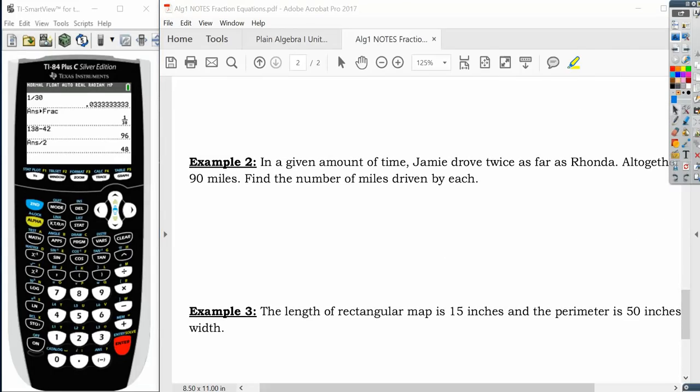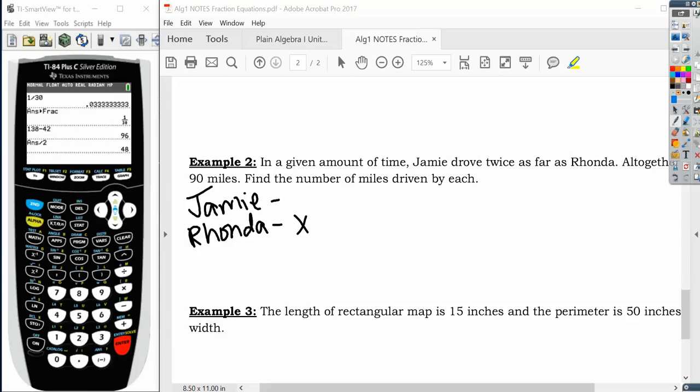In a given amount of time, Jamie drove twice as far as Rhonda. Altogether, they drove 90 miles. Find the number of miles driven by each. So this problem is talking about who? It's talking about Jamie, and it's talking about Rhonda. All right, so it says Jamie drove twice as far as Rhonda. So I know something about Jamie. What about Rhonda? Do I know anything about Rhonda? I don't. So Rhonda gets an X.